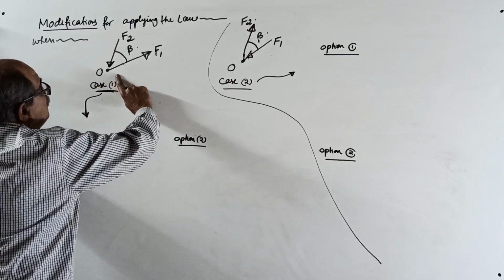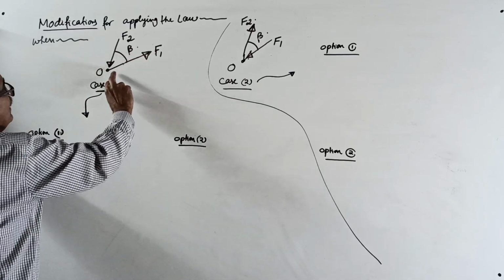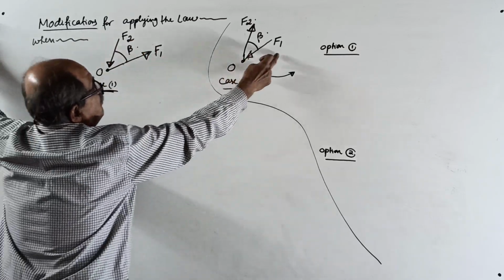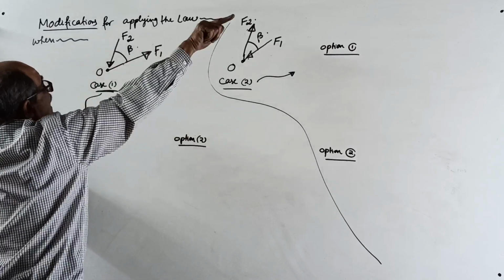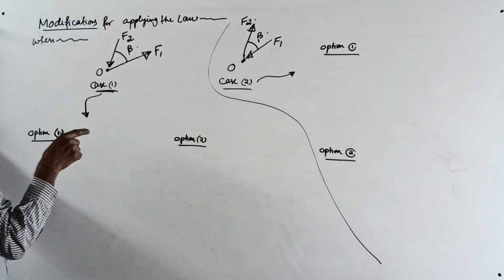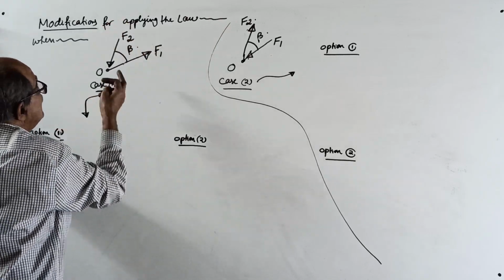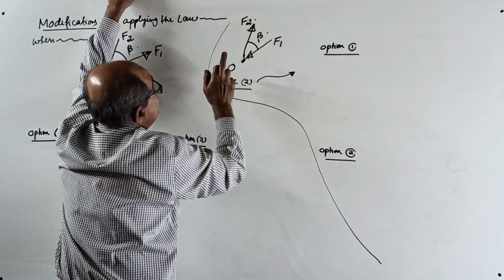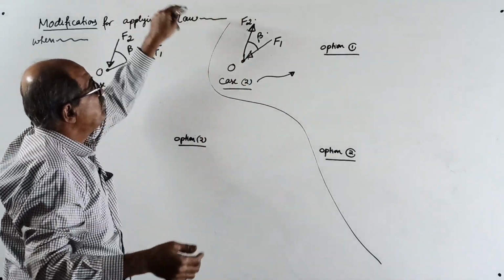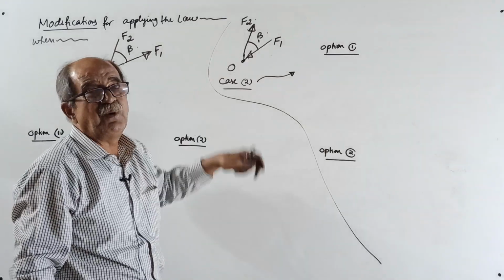See, this F1, I am not calling this as PQ or P1, P2. F1, F2. Here, make a note here. F1 is away, F2 is towards. Or in simple language, F1 outgoing, F2 incoming. Given angle is beta. Or here, F1 incoming, F2 outgoing. Or F1 acting towards the point, F2 acting away from the point.